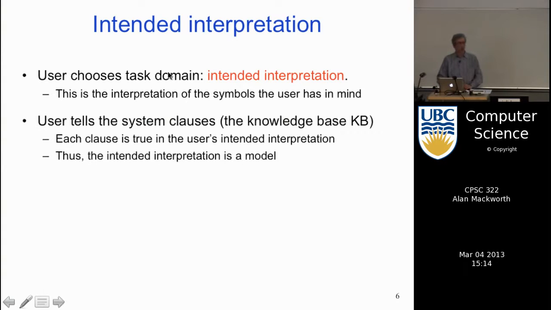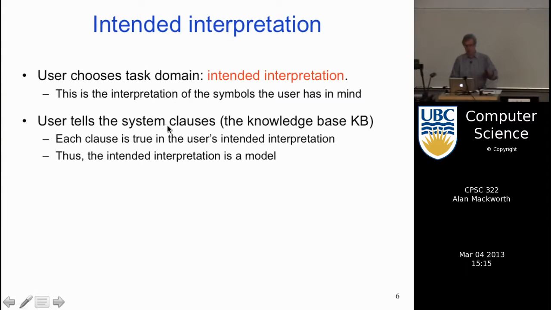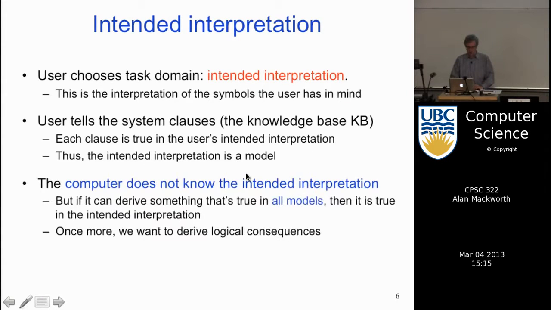Of all the possible interpretations, some of them will be models, and of those models, one of those models will be the intended interpretation. That's the one you're thinking about. However, the computer or the proof theory can only reason about all the models. And that's typically what we do. You tell the system various clauses. If you were running Prolog, you just insert them as clauses. That's the knowledge base. And each clause is true in your intended interpretation. Thus, the intended interpretation is a model.